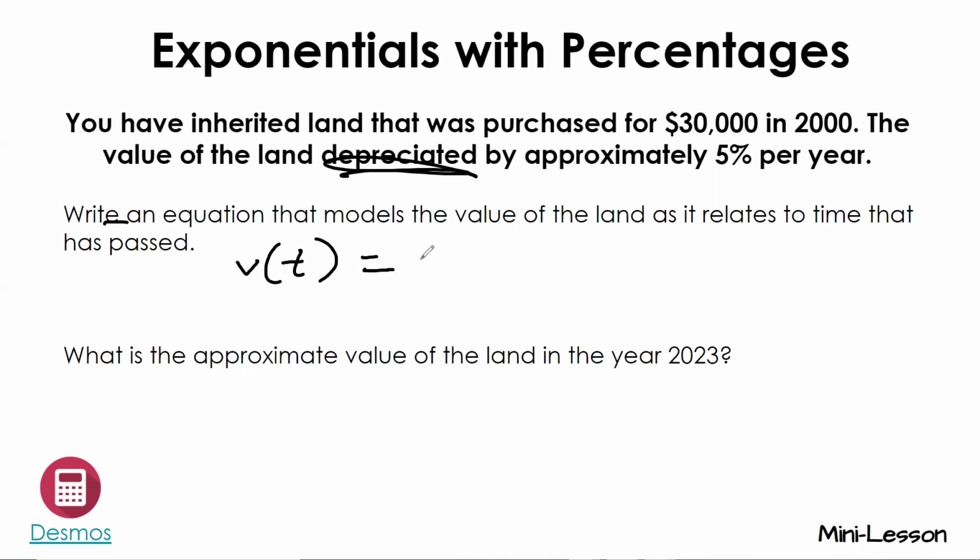So we're going to say value of time. And how much did we start with? 30,000, right? And we're going to say depreciate. That's going to be 1 minus. So everybody sees the initial, and then we're saying 1 minus. Okay, and we're going to say 0.05. The reason why we're going to say 0.05 is because we move that decimal place over 2 spaces. And then we're going to raise it to the t power.